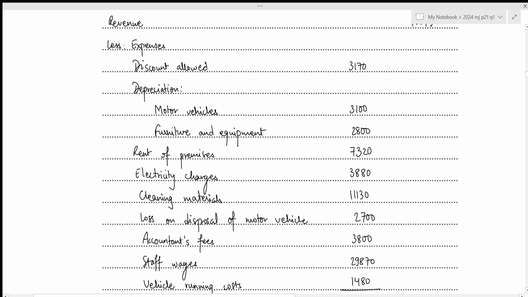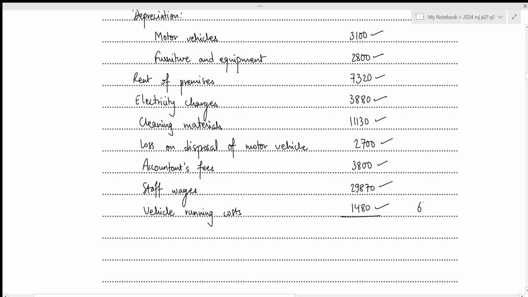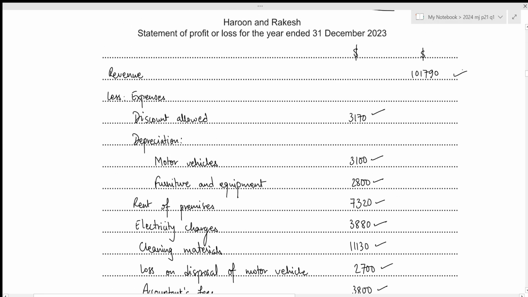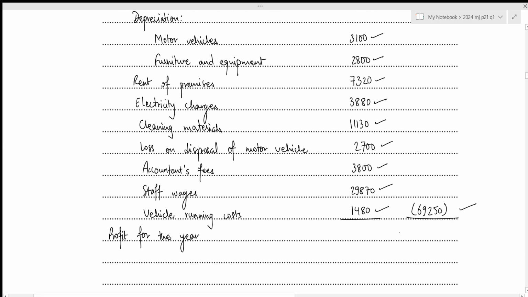Now we need to calculate the total of our expenses. So that will be 3,170 plus 3,100 plus 2,800 plus 7,320 plus 3,880 plus 11,130 plus 2,700 plus 3,800 plus 29,870 plus 1,480. And this results in the value of 69,250. Now we can calculate the profit for the year. That will be revenue of 101,790 minus expenses of 69,250, which results in 32,540. That is all for our statement of profit or loss. Let's move towards the next part.